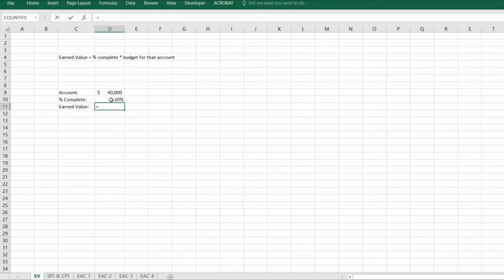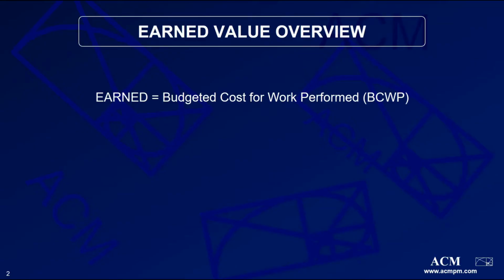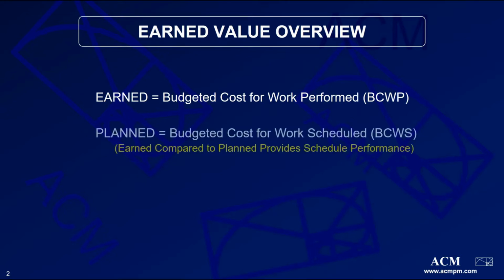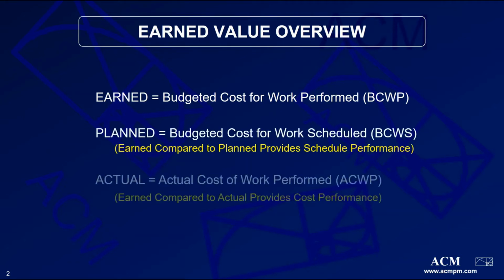For example, if we have an account worth $40,000 and the work is 20% complete, we will multiply $40,000 by 0.2 to get an earned value of $8,000. We've already covered that earned value is the budgeted cost for the work performed, but we also have planned values and actual values. The planned value refers to the budgeted cost for the work scheduled, and the actual value refers to the actual cost of the work performed.